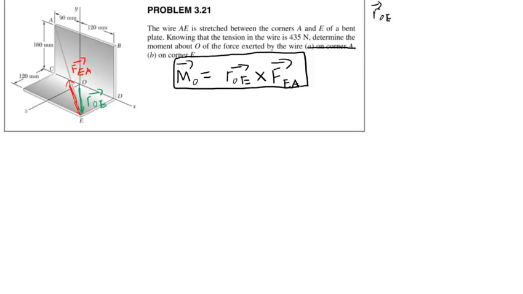ROE is going to be, the first component is going to be positive 120I, plus 0J, plus 120K, because it's 120 millimeters in the Z direction.